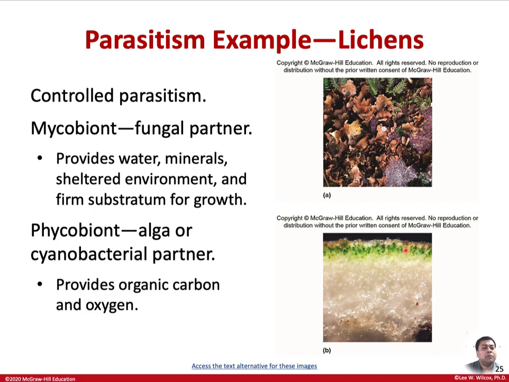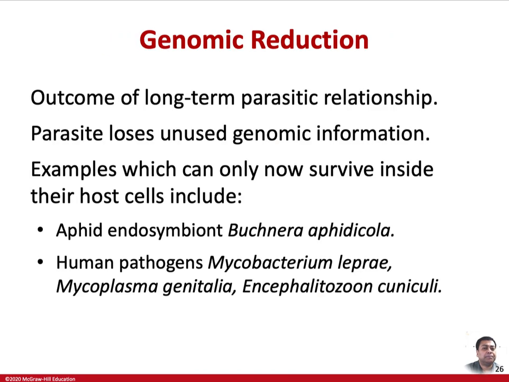In cooperation, if this algae or cyanobacteria is growing in the absence of the fungus, the mycobiont, it would grow slower. But that's not the case. If you do not have the mycobiont, the phycobiont will grow faster. So basically the mycobiont is the parasite of the phycobiont. A relationship which looks more like a mutualistic relationship is actually a controlled parasitism in the lichen.